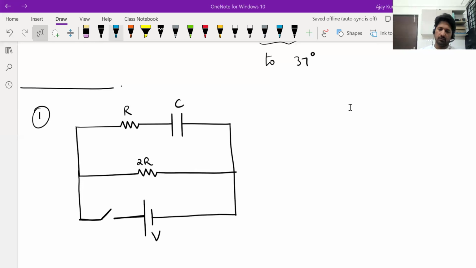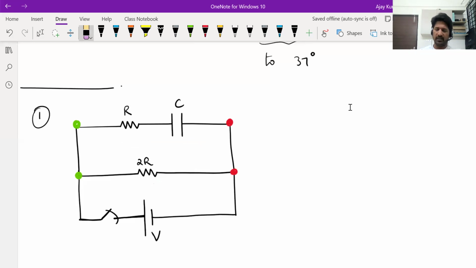Okay, fine. See, the moment you close the switch, the battery will start pulling charges from one side and depositing them on the other. Where the battery is connected, the positive terminal is connected here and here, and the negative is connected on the other side of both the branches. So it's like a voltage V is applied across the resistance 2R, and a voltage V is applied across the RC combination in the upper branch as well. So movement of charges will happen in both the branches, right?